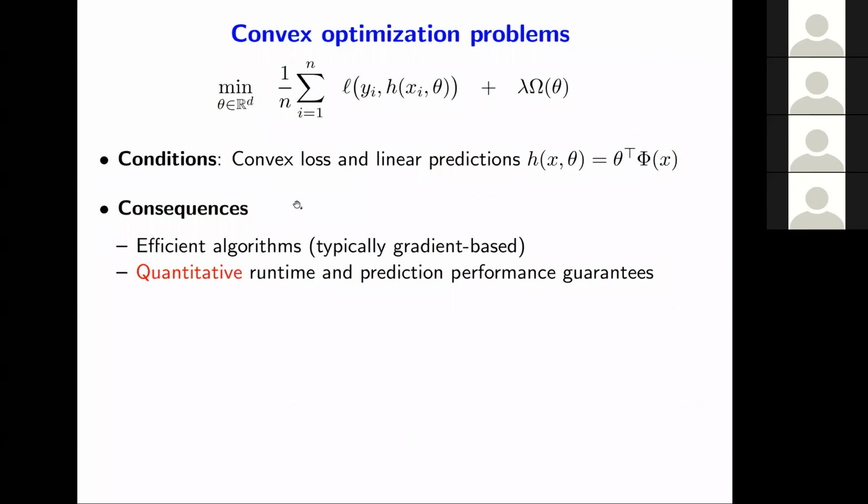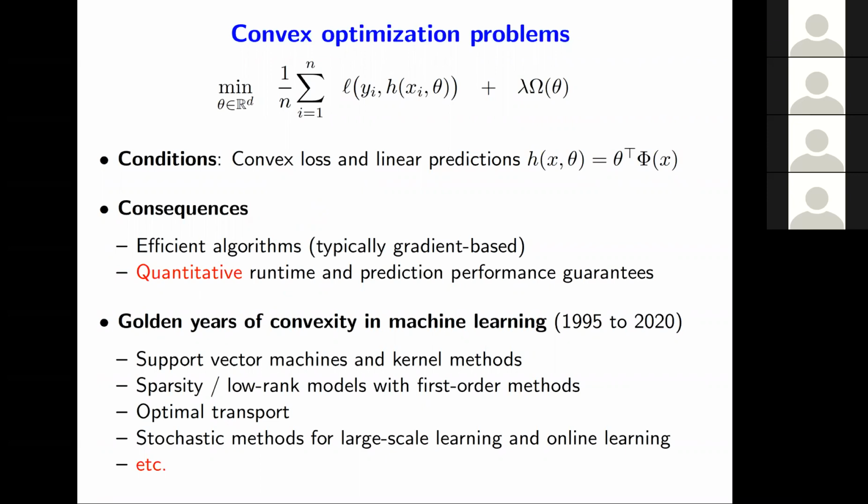So this has led to what I call the golden years of convexity in machine learning, where in a series of different problems, convexity could be leveraged to obtain such quantitative guarantees, which also are close to practice. What the community is predicting as performance is not too far away from what you see in practice.